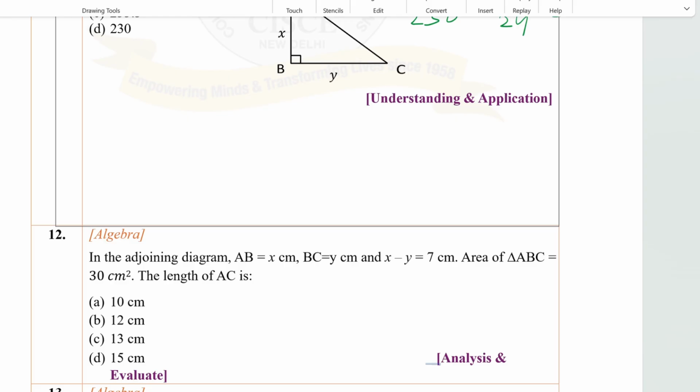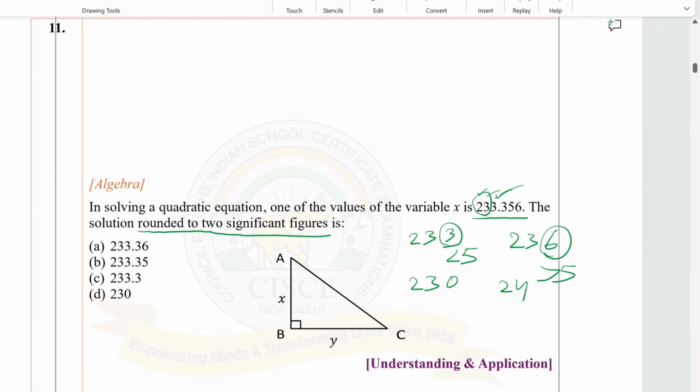Now question 12. In the adjoining diagram, this is the diagram here.